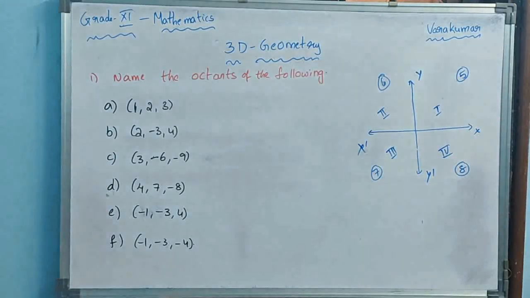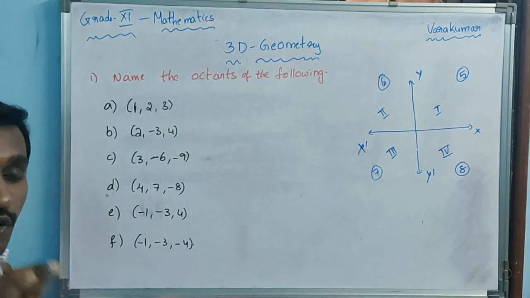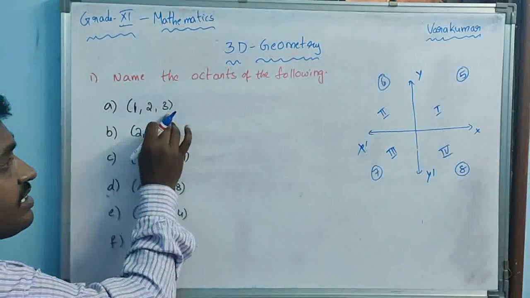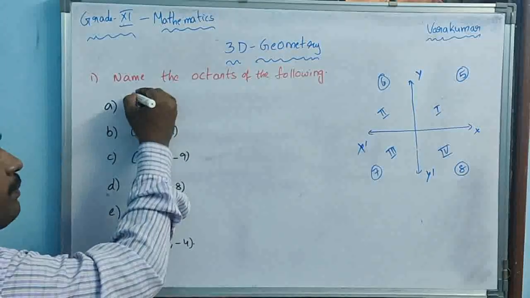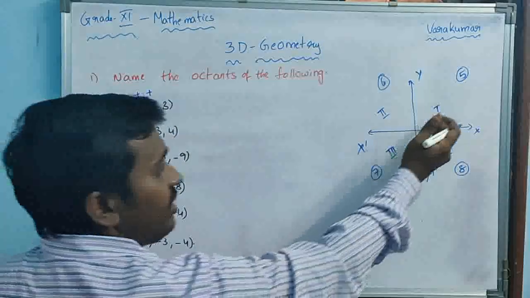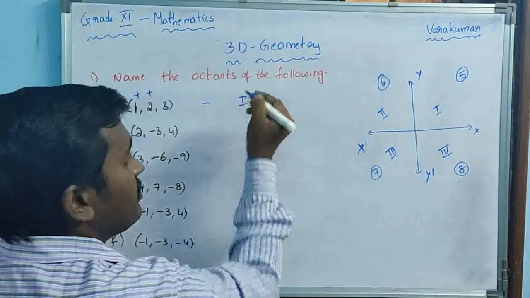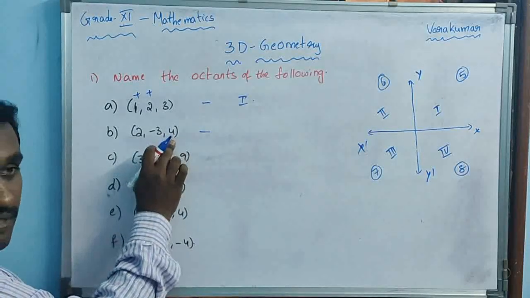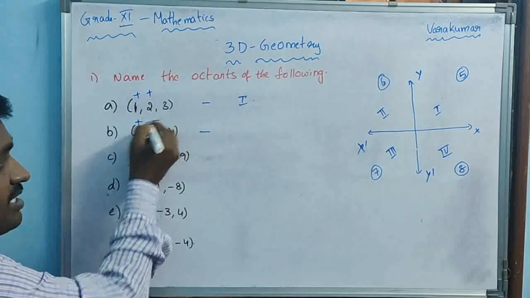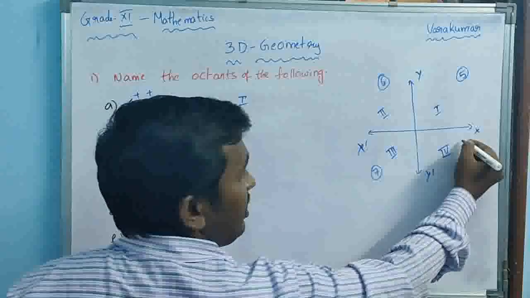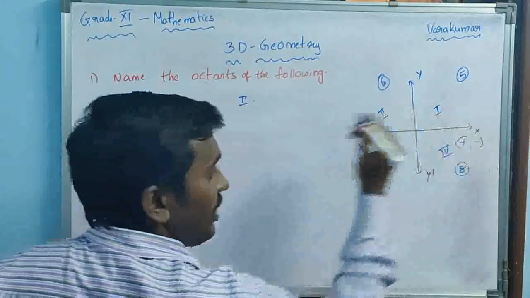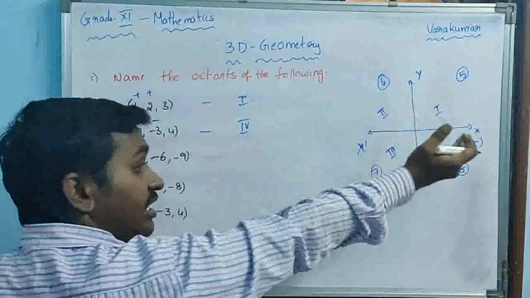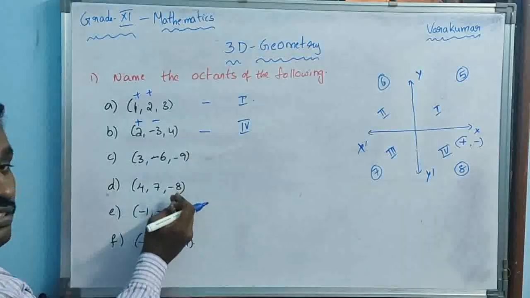Now, see, concentrate on Z first. Z value is positive, so upper layer. Now both are positive, so where? First octant. Next, here also Z is positive, but here it is plus minus. According to that plus minus, it is the fourth octant. When it is that one, it is a quadrant. When it comes here, octant.